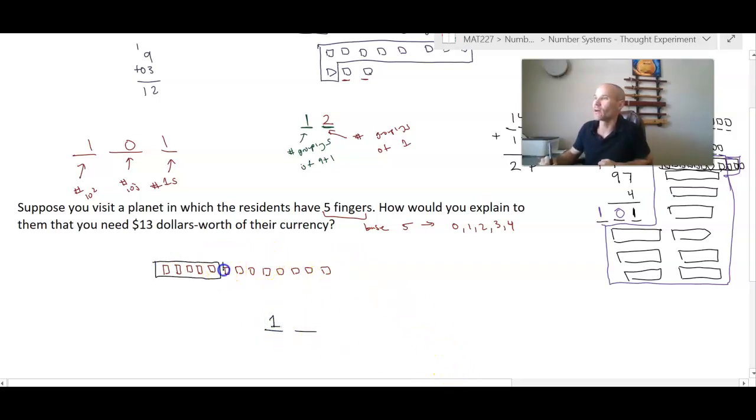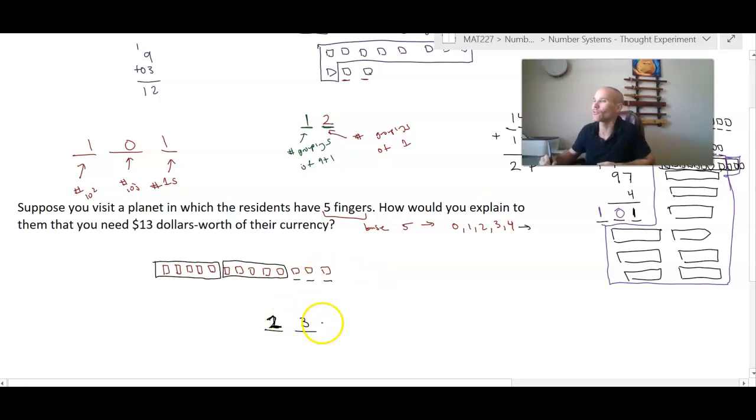Now I'll do it again. 1, 2, 3, 4 plus 1. That's two groupings. I have two groupings of 4 plus 1, and then I have 1, 2, 3 additional single units. So every time I overflow, every time I need to move to a next number, I'm going to have to use the next place value to keep track of how many groupings I have.